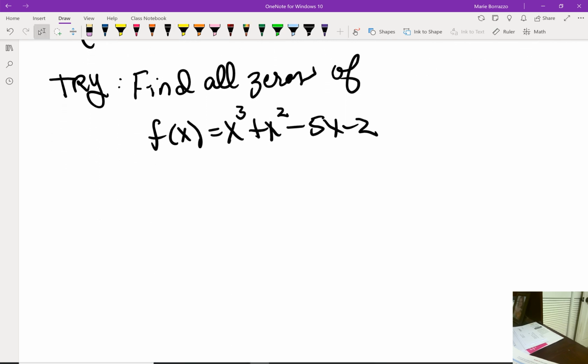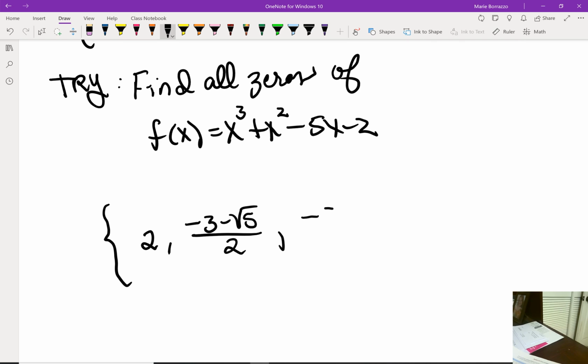So if you want to go ahead and work on it, pause it here, and once you come back, these are the solutions. So your solutions will be 2 comma -3 minus square root of 5 over 2, and -3 plus square root of 5 over 2. Super.